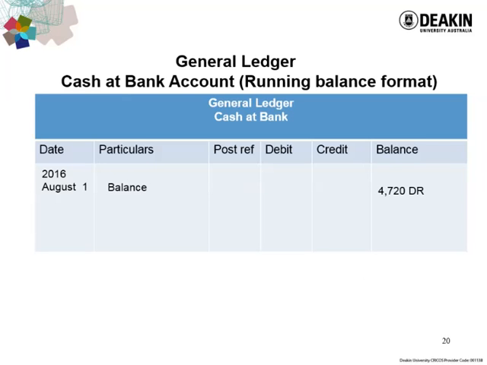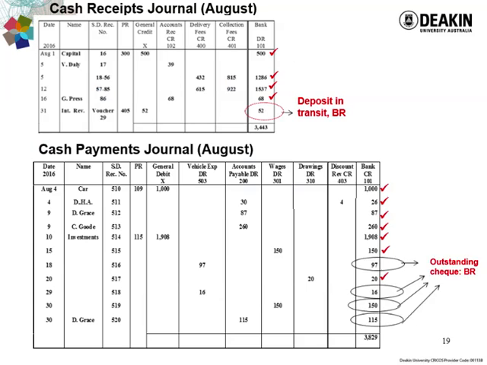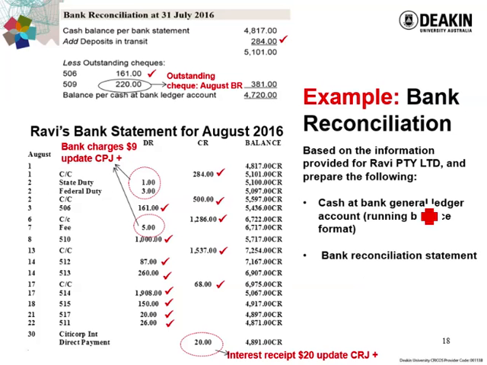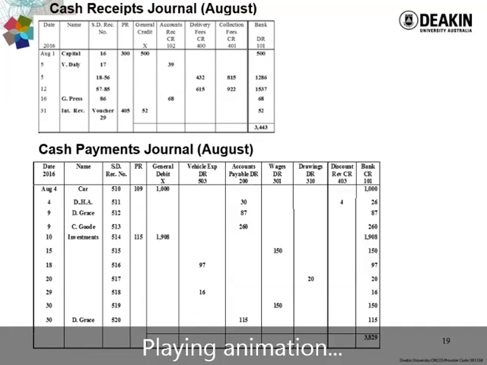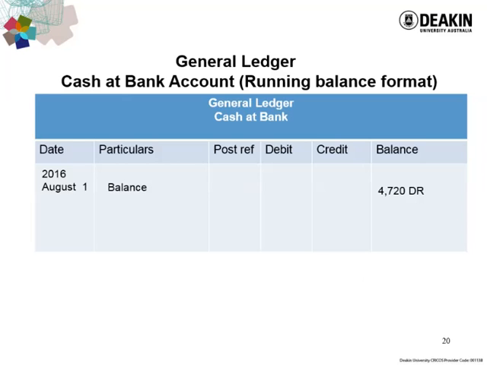So first of all, we insert the date 1st August 2016, opening balance 4720 debit, which is from the previous month's bank reconciliation statement. So if you go back to the previous month's bank reconciliation statement, that is the figure 4720. This is because in the previous month, you have adjusted the bank statement balance to the cash at bank ledger account closing balance. Then you will debit 3463 as cash receipts.